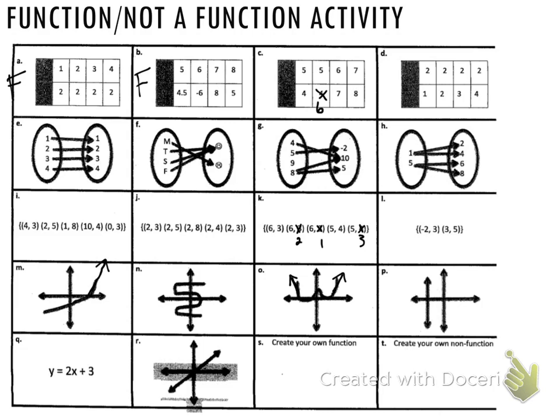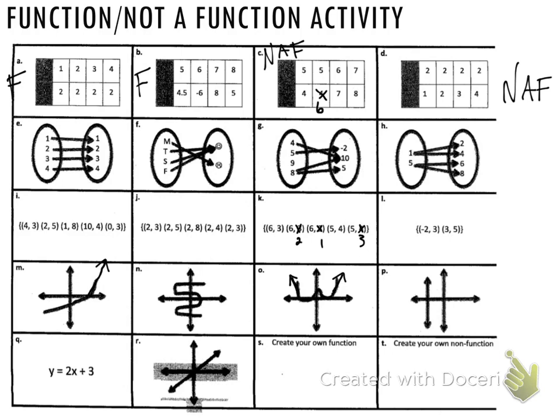Letter C. What do we say about letter C? Not a function. Why is it not a function? What x value is repeating? 5. Got that repeating x value of 5, so I know it's not a function. Letter D. Not a function. I only have one x value, and it's repeating multiple times. Any questions on our first row of our table of values? Okay. Let's look at our mappings now.